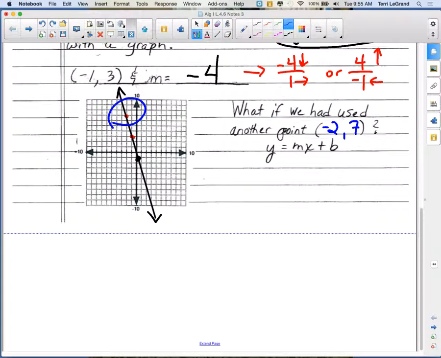So remember, this now is our x and our y. We know what our slope is. So what are we going to put in for y? 7. Remember, we were checking out a different point. How about m? What are we putting in for m? -4. What are we putting in for x?